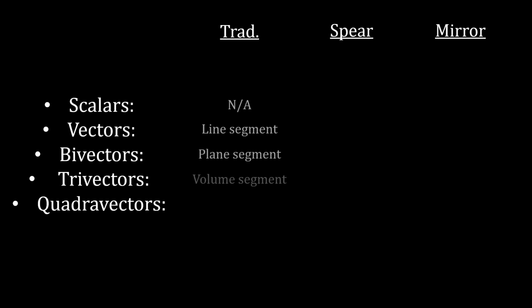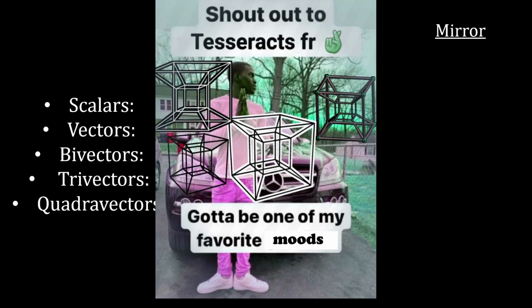For the traditional view, scalars don't really represent anything other than a value. Vectors are oriented line segments, bivectors are oriented plane segments, trivectors are oriented volume segments, and quadrivectors are tesseract segments. And yes, the more accurate term is 4-volume, not tesseract, but tesseract sounds cooler.